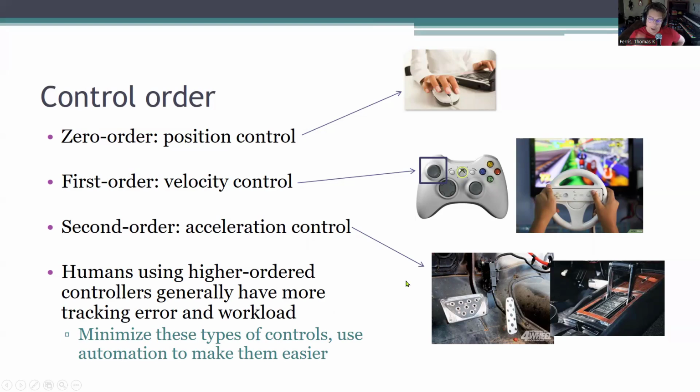So with higher order, it is harder for humans to keep track of where they want to be and maintain that position. And so we want to minimize these if we can help it. Humans are just generally better at working with lower order controls if those map to the task effectively.